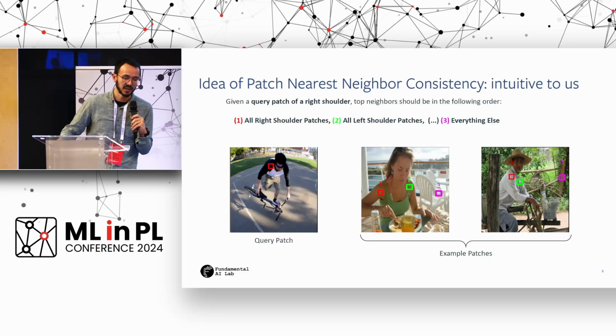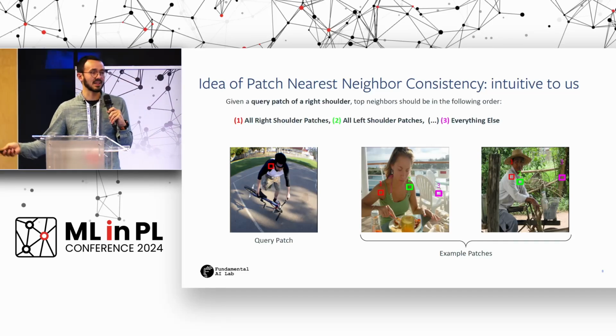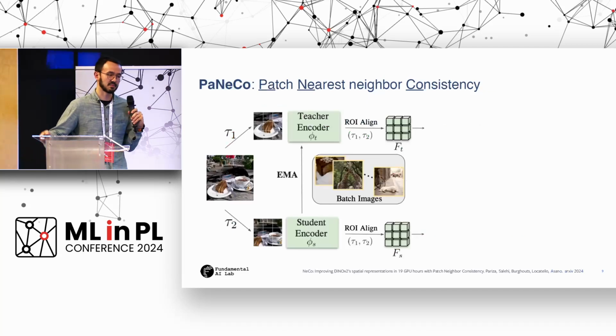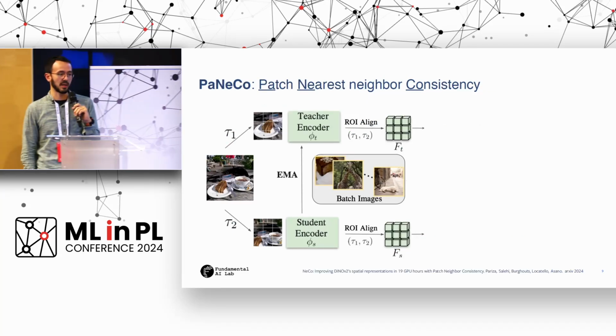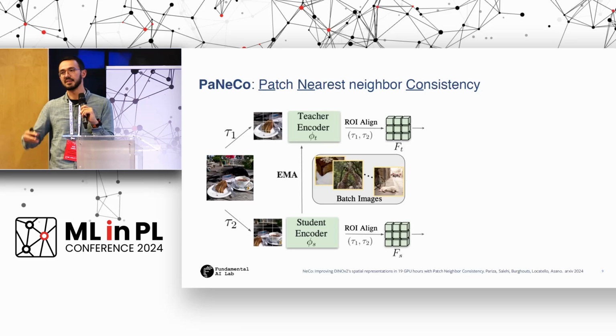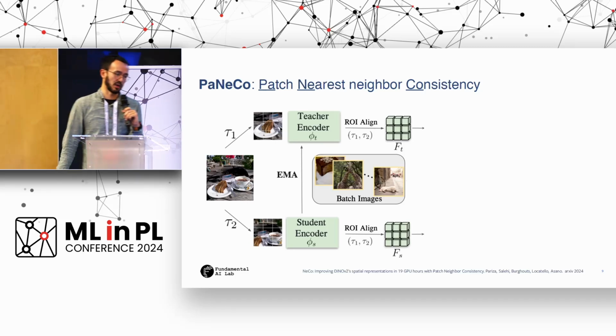That's very easy. And now the question is, can we make this somehow a loss? And the answer is, yes, we can. That's what we do with our paper, Patch Nearest Neighbor Consistency. It's basically this idea that I just told you, but put into a self-supervised learning framework.